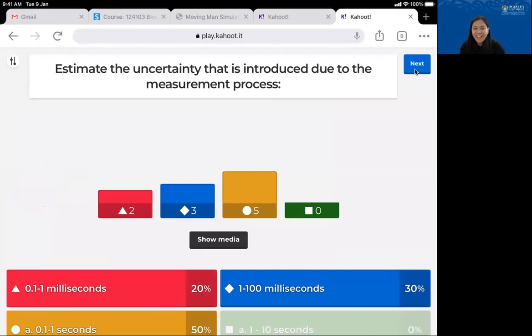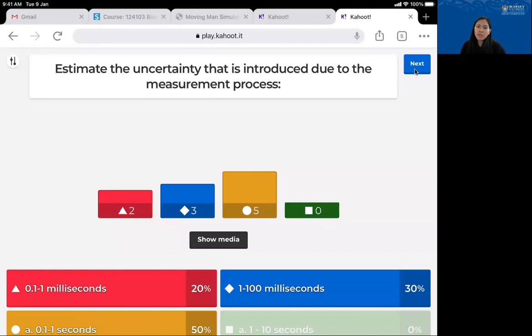Right. Okay. Here, probably most of you answered millisecond range, probably thinking about the uncertainty introduced by the stopwatch being in the millisecond range. But here it's now the measurement process, so it includes your reaction time. And typically the reaction time is in the second range. So that's okay. It's probably not very common information that we will know off the top of our head.